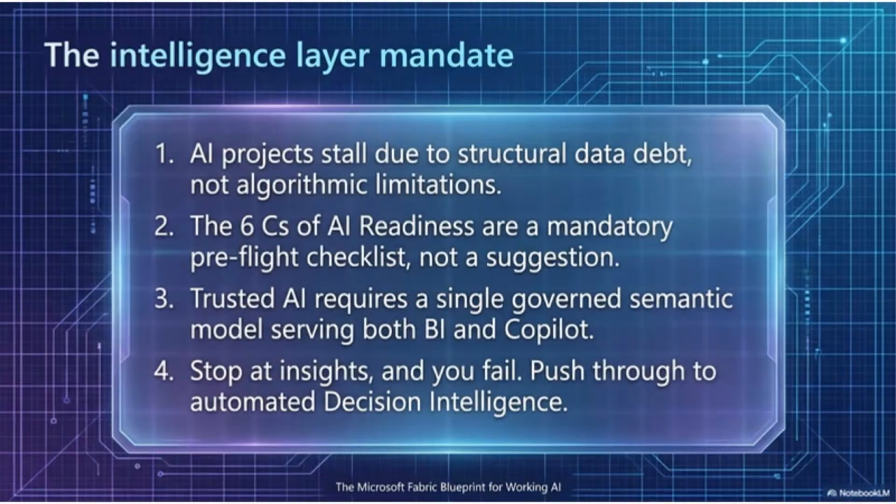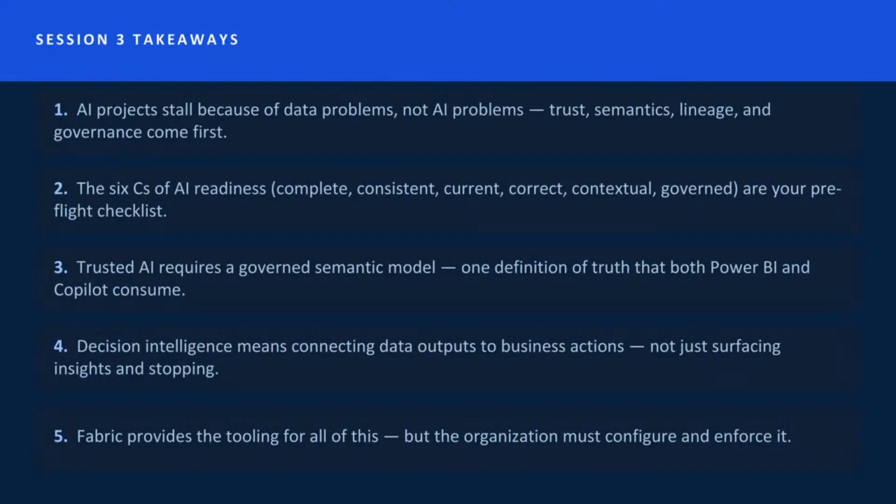And there you get business action and decision output that's actually useful to everybody in the decision pipeline. So the intelligence layer mandate: AI projects stall due to structural data debt, not algorithmic limitations. The 6 C's of AI readiness are a mandatory pre-flight checklist, not a suggestion. Trusted AI requires a single governed semantic model serving both BI and Copilot. Stop at insights and you fail, push through to automated decision intelligence.